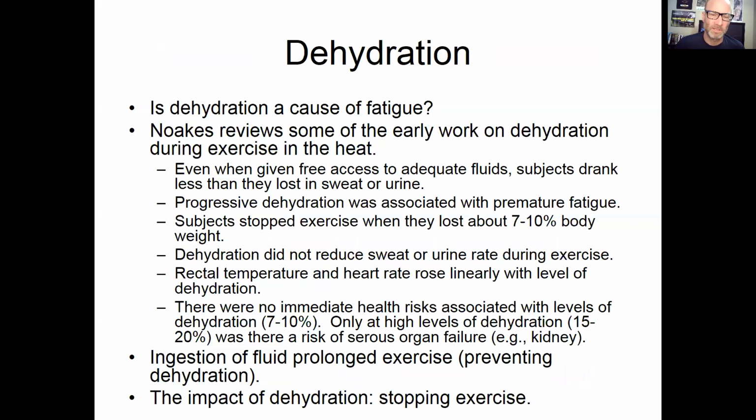So is dehydration a cause of fatigue? We talk about this a lot. We hear this a lot. I was dehydrated, I slowed down. Noakes reviewed some of the early work in dehydration in this chapter and really goes through it. It's really important. Here are some summary points.